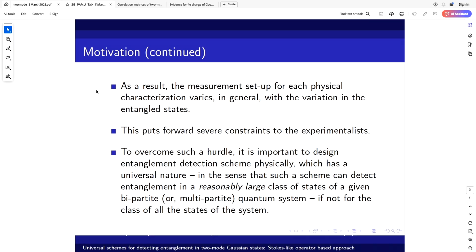To overcome such a hurdle, because for each state you will have to design one experimental setup, it is important to design an entanglement detection scheme physically, not just mathematically, which has a universal nature, in the sense that such a scheme can detect entanglement in a reasonably large class of states, even if it is not the full class of states, for a given bipartite or multipartite system. Right. So, this is basically the idea.